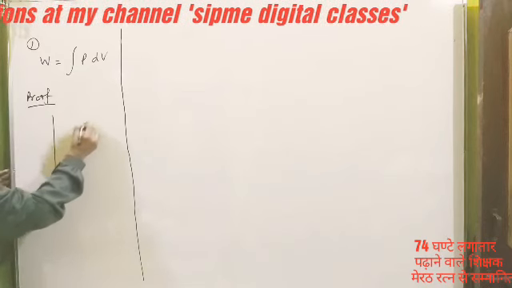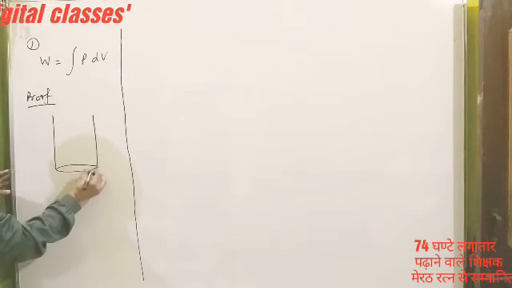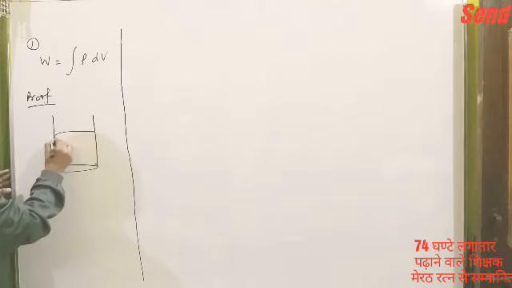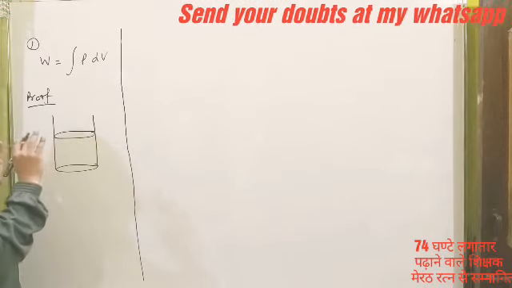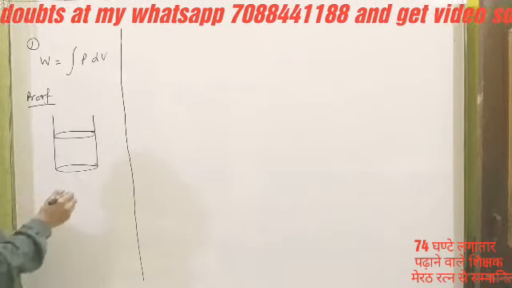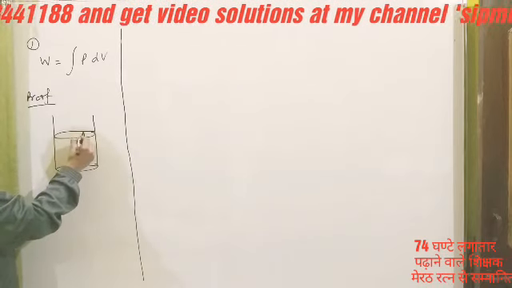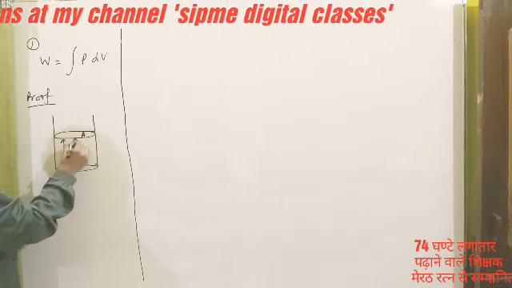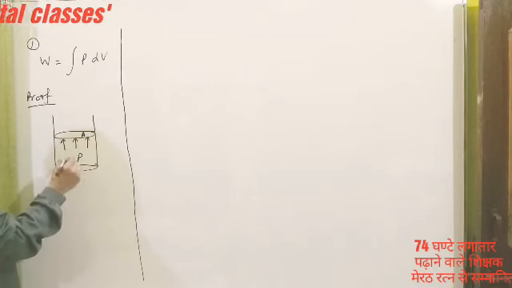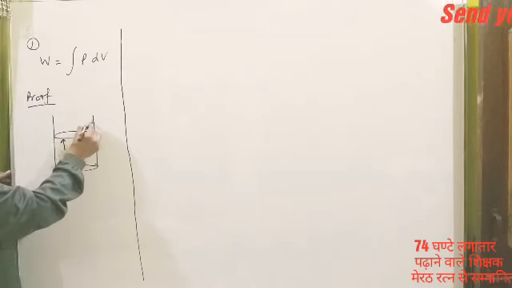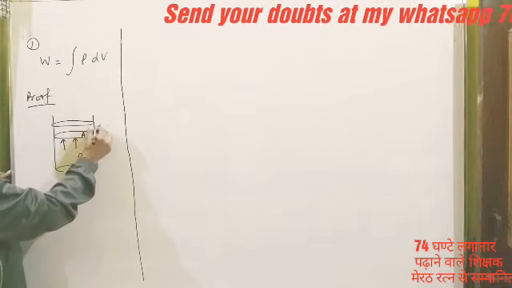Let us consider a container having area of cross section A with a piston which is tightly fitted inside it, but without friction, it is freely movable. Area of the piston is A. The pressure of the system, the pressure of the gas, is P. Due to pressure exerted by the gas, the piston lifts up by a distance dx.